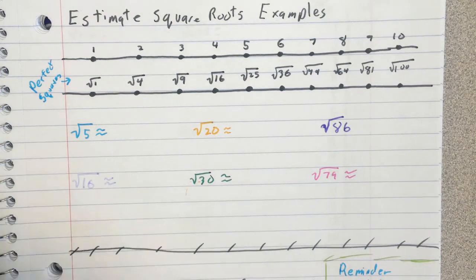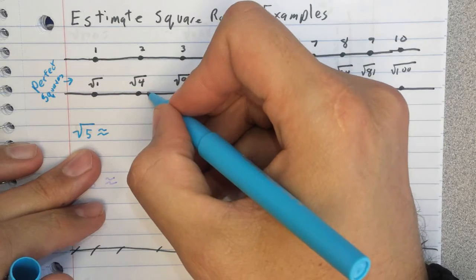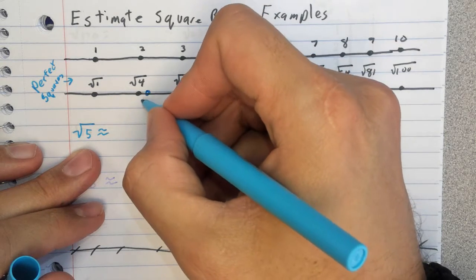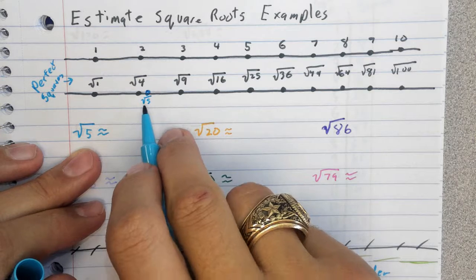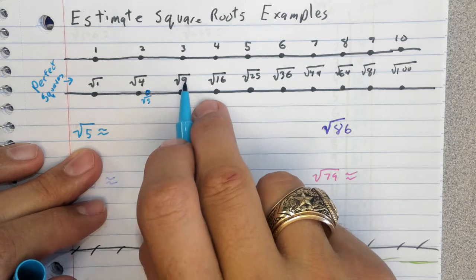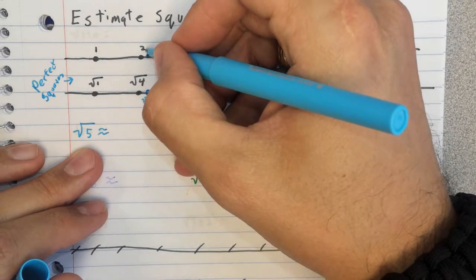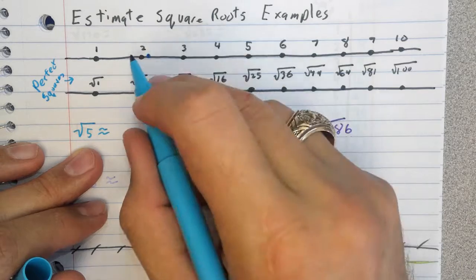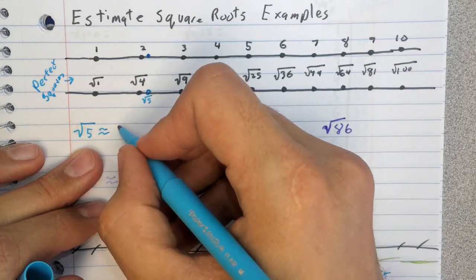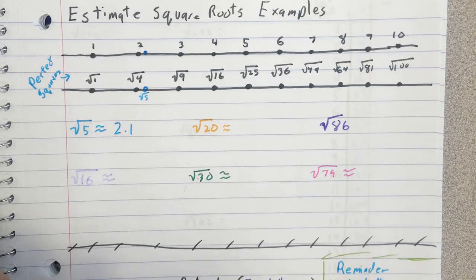Let's start with the square root of 5. Where would the square root of 5 fall? Square root of 5 would fall right here, right past the square root of 4, somewhere between square root of 4 and square root of 9. I follow that up and I estimate it to be about here, somewhere between 2 and 3. Let's just say it is closer to 2.1.